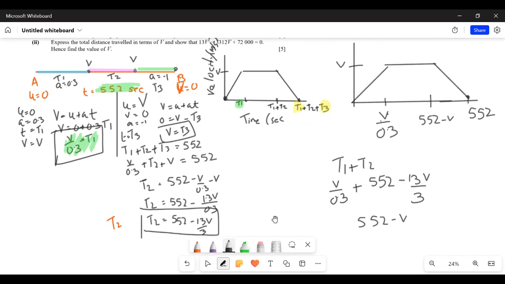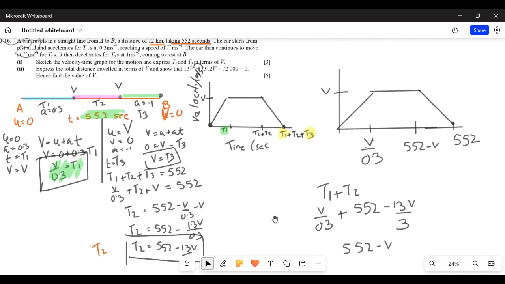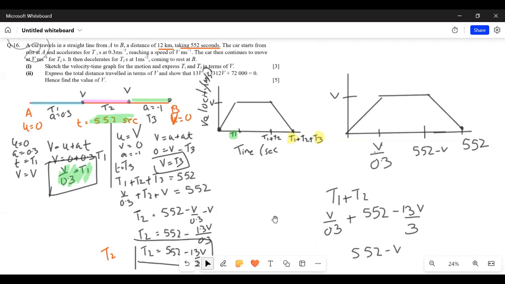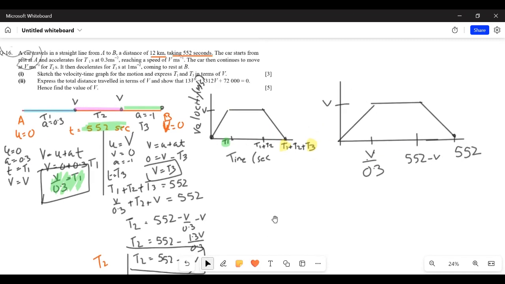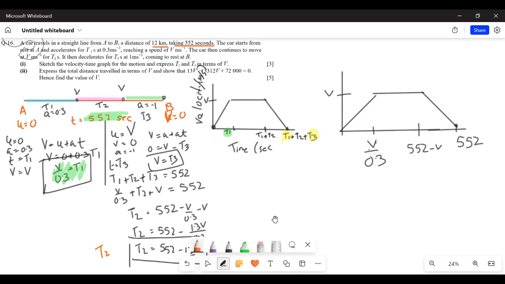Okay. Express the total distance traveled in terms of V and show that 13V square minus 3312V plus 72,000 equals 0. Okay. So find area under the graph. Do that and equate it to the total distance. Okay, area would be half times height times sum of parallel sides. Let's call it A plus B. Okay, so it's going to be half times height is V times sum of parallel sides.